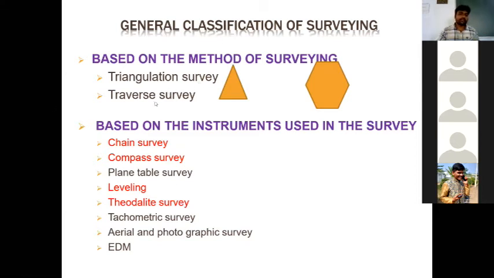Next, coming to traverse survey. Traverse survey means you can see this hexagon here; you can have a pentagon also, or a number of polygons. Here I have taken a hexagon. So say this is 1 point, this is 1 point, this is 1 point, this is 1 point, this is 1 point, and this is 1 point. So total 6 points are there.